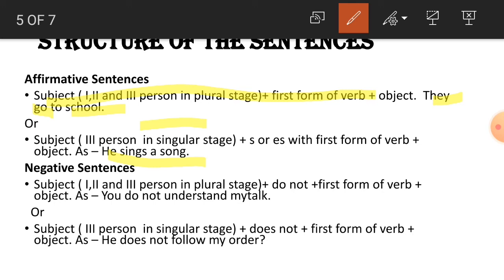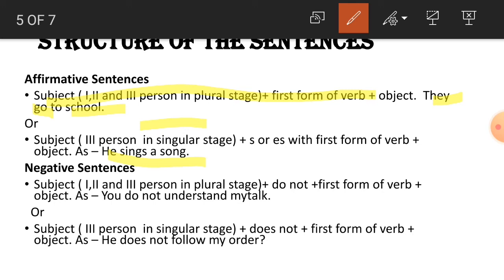Negative sentences. Students, you know very well, I have just told you there are two helping verbs, do or does. Do is used with first person, second person and third person also, but in third person we have to check whether the subject is singular or plural. In plural we can use do, otherwise does is used with he, she, it and singular nouns.